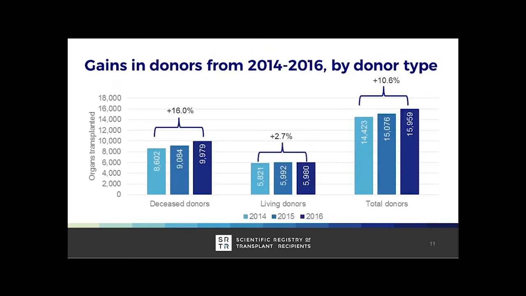And if you just look at gains in donors from 2014 through 2016 by the donor type, here you see that the deceased donors went up from 8,600 to 9,979, which is a 16% jump. The living donors jumped 2.7% in that same 3-year span, for a total of a 10% jump overall.